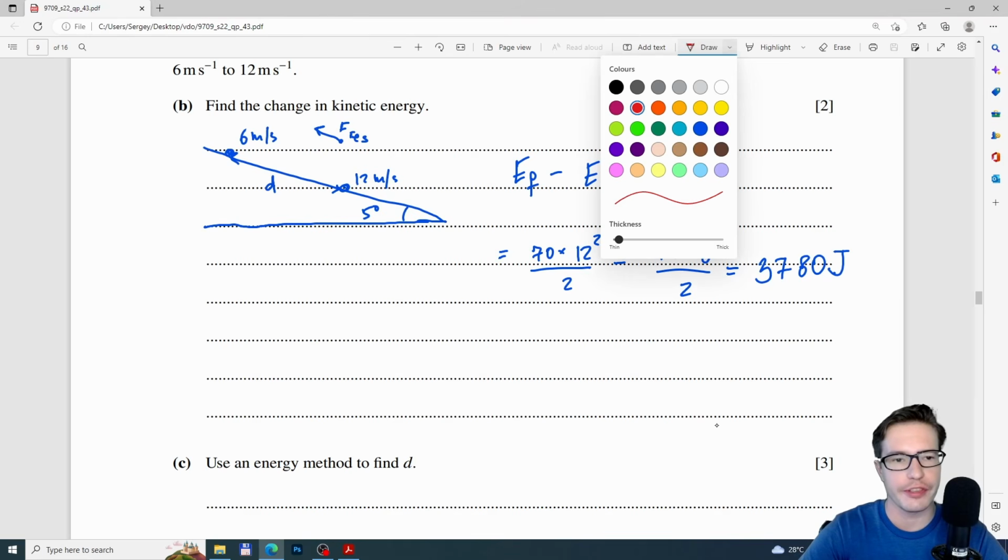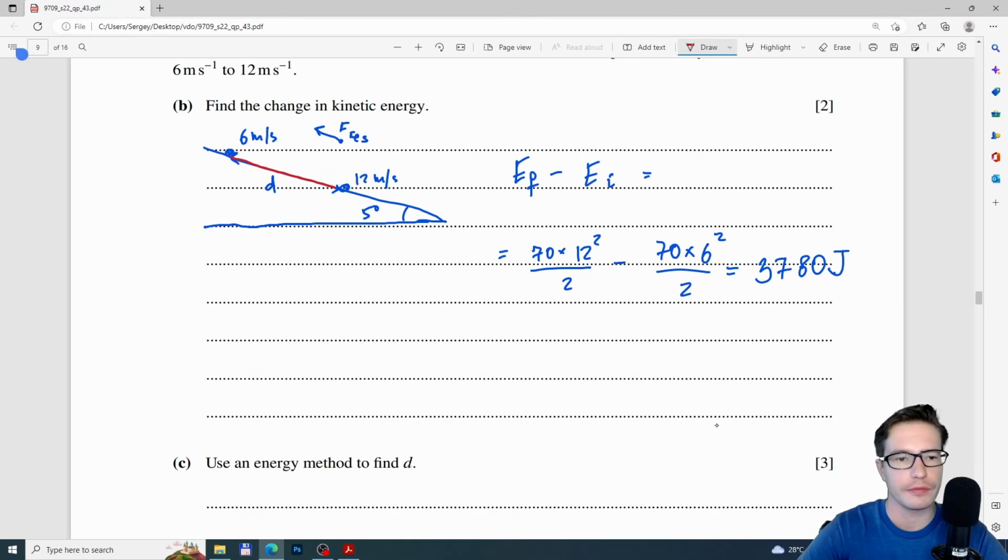Okay, for the next question, we'll have to find d, and let's look at the diagram first. So the distance is here, d, and we're going to use the energy method, so we're going to use the height for using mgh, of course. Now this height is opposite the angle of 5 degrees, so h is going to be d times sine 5 degrees.